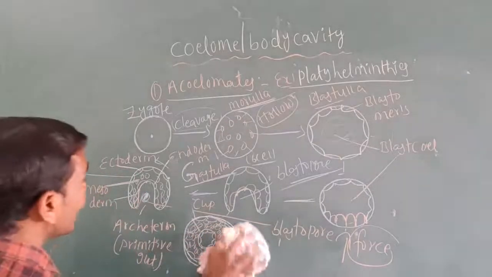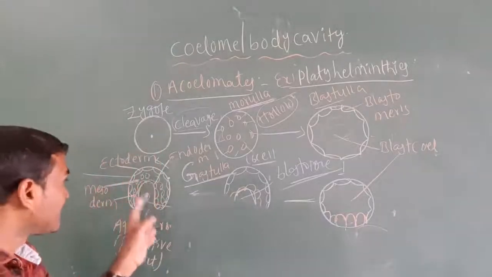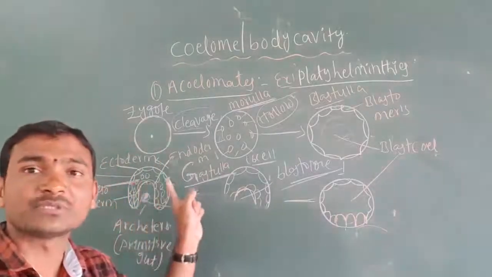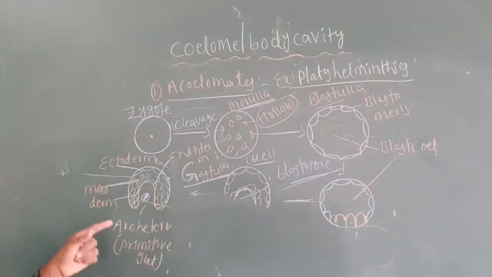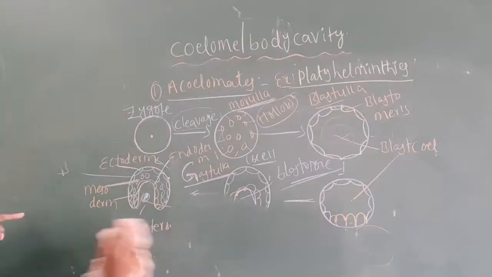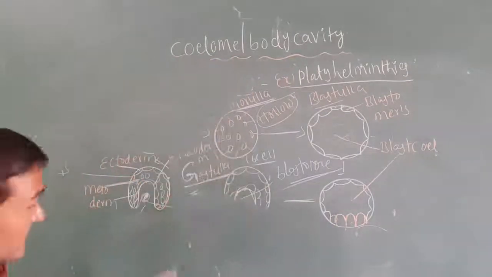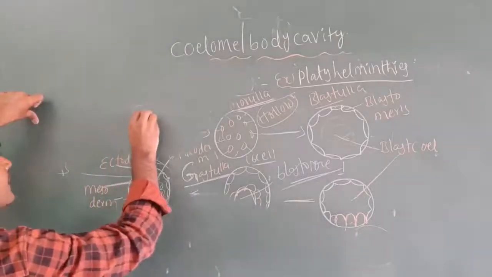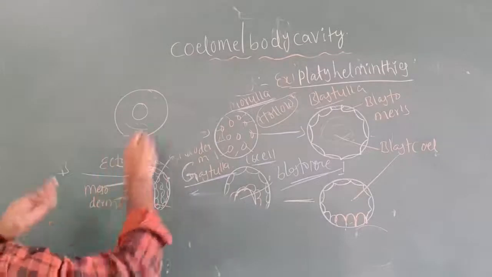Acoelomates. This is sometimes given in the exam. The picture is to identify which type of coelom, and that is the acoelomates only. This is the TS of the acoelom. If you want to make the TS, the sectional view, we will make it like this.